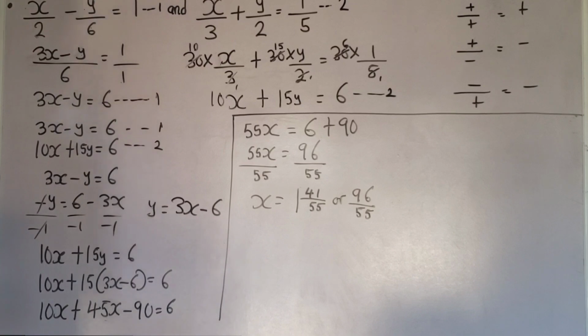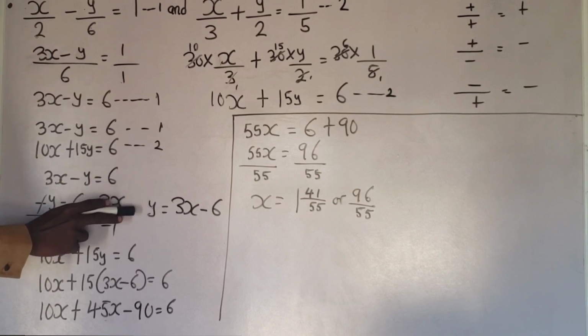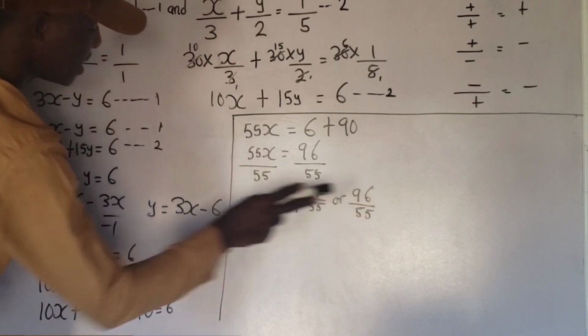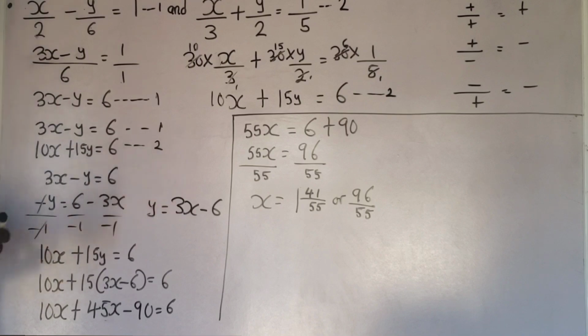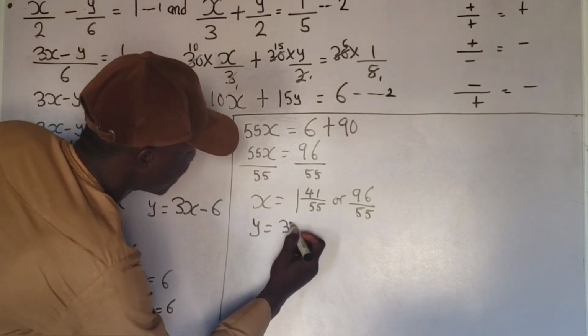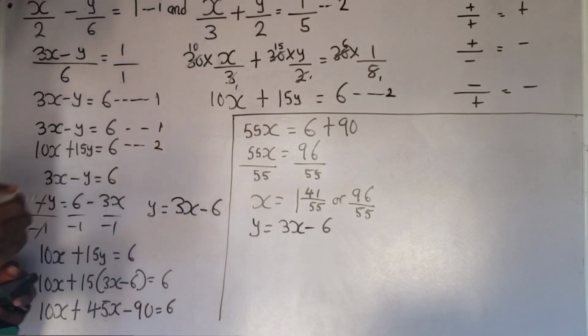How do we get the value of y? It is simple. You understand? Don't forget that we have made y the subject of the relation in equation 1. Okay. The value of y, when we make y the subject of the relation in equation 1, is what? y is equal to 3x minus 6. Now I'm going to substitute the value of x as 96 over 55 in this equation. Okay. You know, y is equal to 3x minus 6 from equation 1.